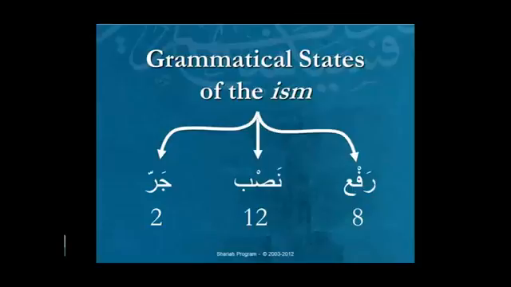So subject is in Rafa, and alongside subject there's 7 more. Object is in Nasab, and alongside object is 11 more. And mudaf ilayh, the second half of the possessive structure, is in jar, like the door of the house example. And along with that, there's one more. So since jar is the smaller of the three categories, let's proceed with that.